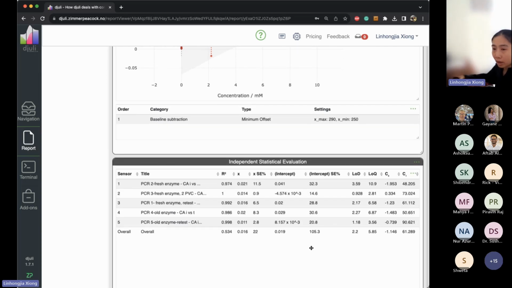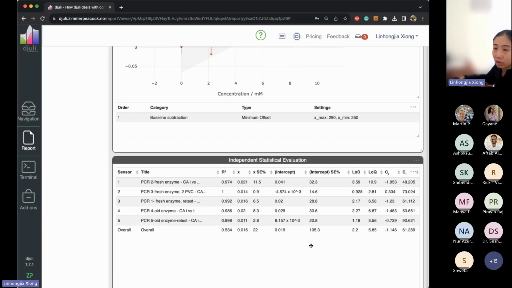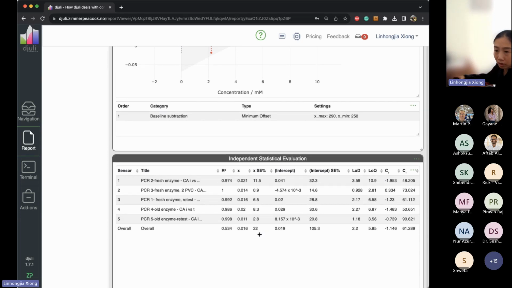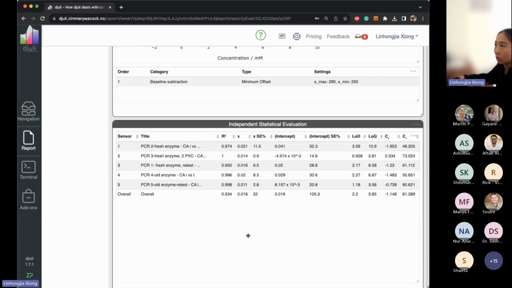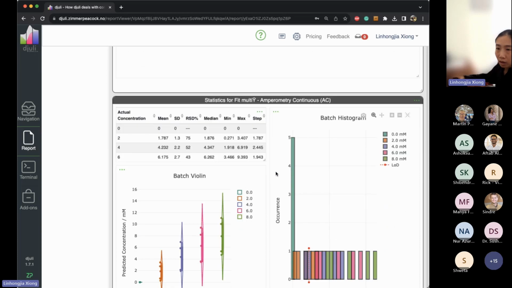As I mentioned earlier, I'm normally interested in doing independent statistical evaluation on each sensor. So I have the LOD, LOQ, the intercept, which is C0, and the slope analyzed in the full table here for all the sensors, and it also has an overall data.